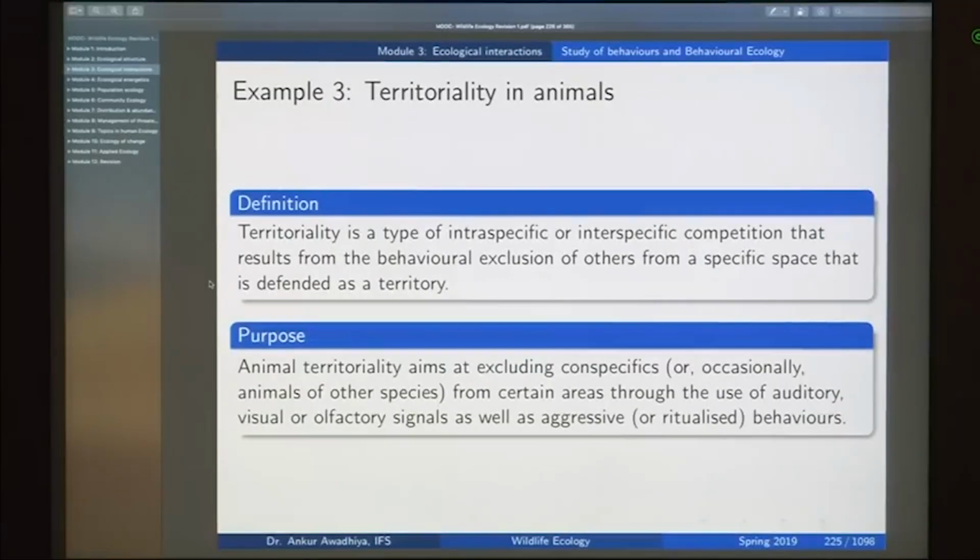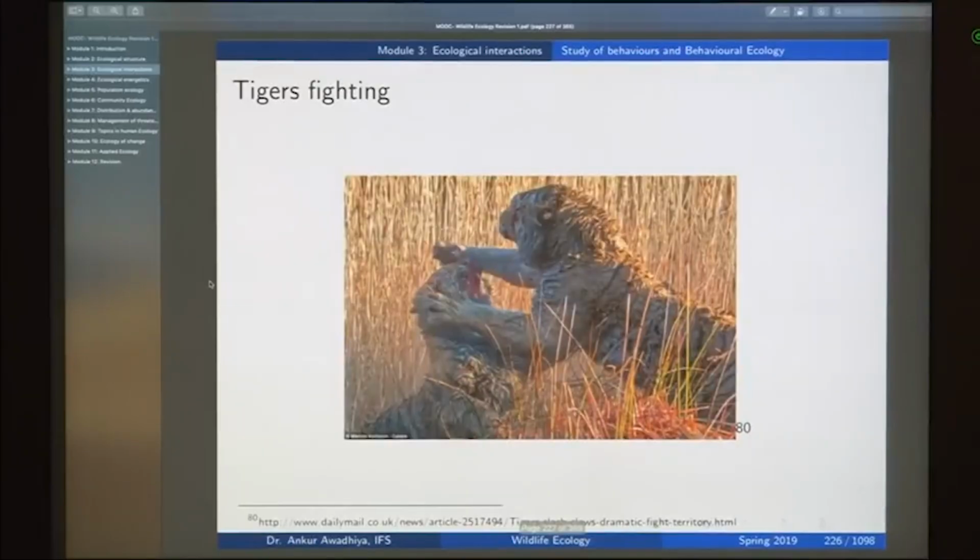It is a type of intraspecific or interspecific competition that results from the behavioral exclusion of others from a specific space that is defended as a territory. So, here we have a definite space that is actively defended, and it aims at excluding the conspecifics or occasionally animals of other species from certain areas through the use of auditory, visual or olfactory signals, as well as ritualized displays such as these tigers that are fighting.